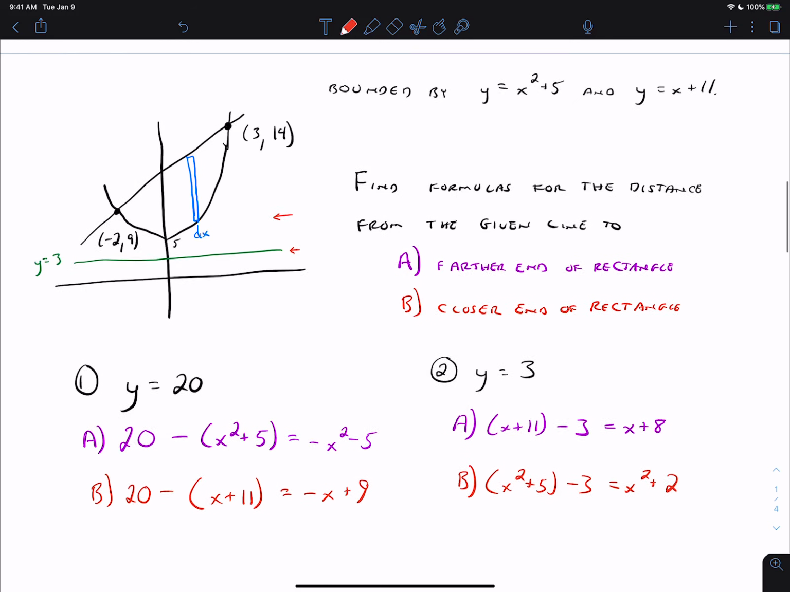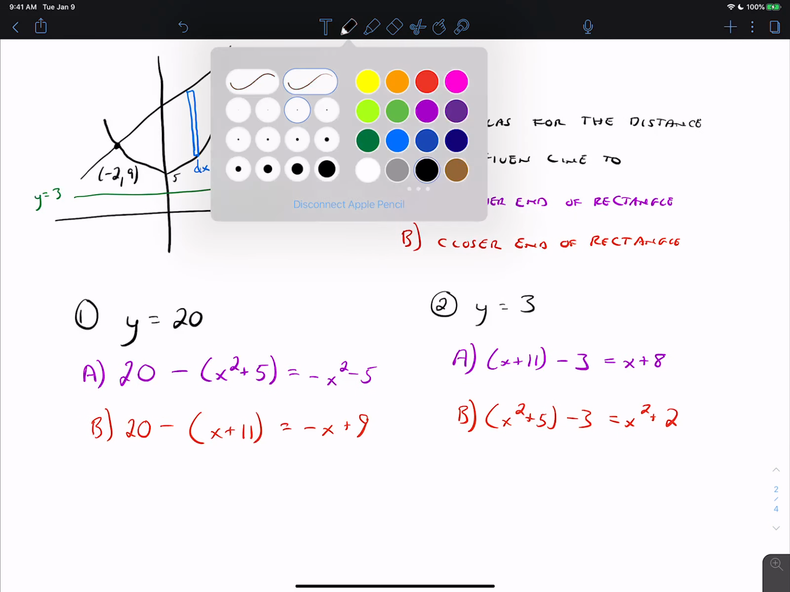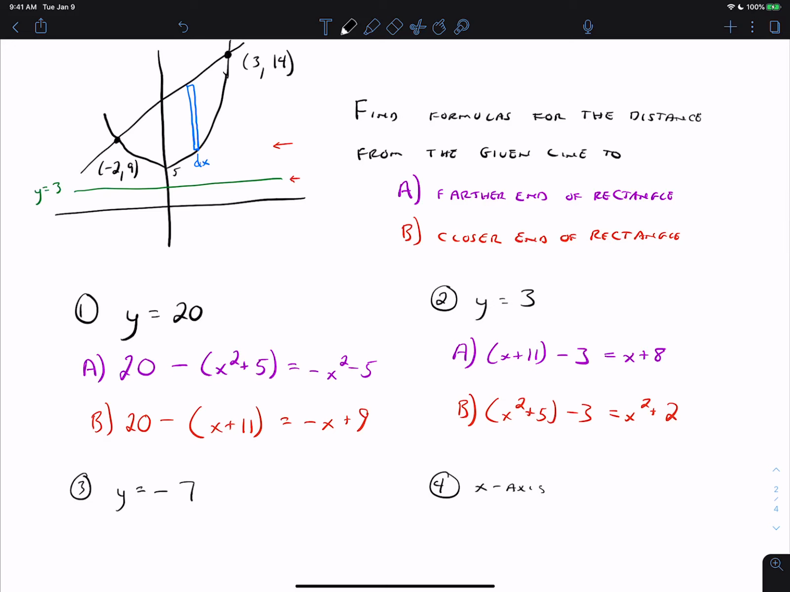Okay, I'm going to put 2 more lines up, and I'd like you to pause the video and try these. So the same questions, if I'm using y equals negative 7 and if I'm using the x-axis. Find formulas for the distance from the line that I'm giving you, y equals -7, to the farther end and closer end of the rectangle, and then from the x-axis to the farther and closer end of the rectangle. So pause the video, try those, and then check them with me in just a minute.